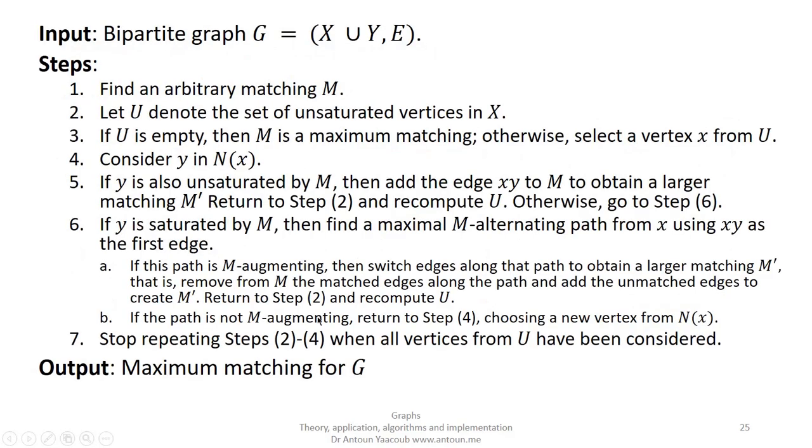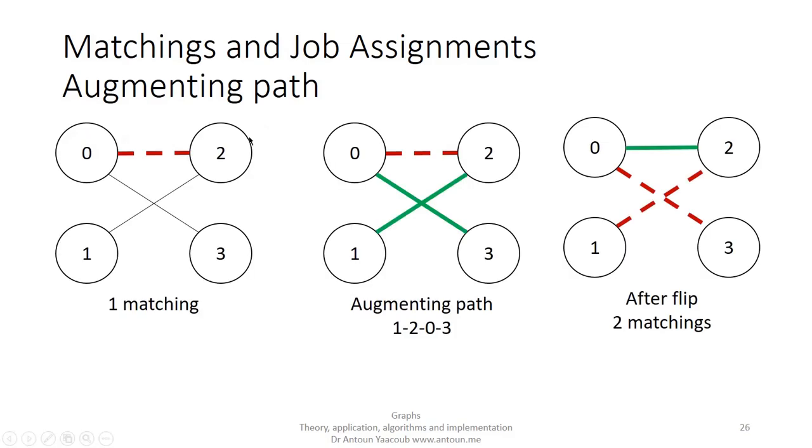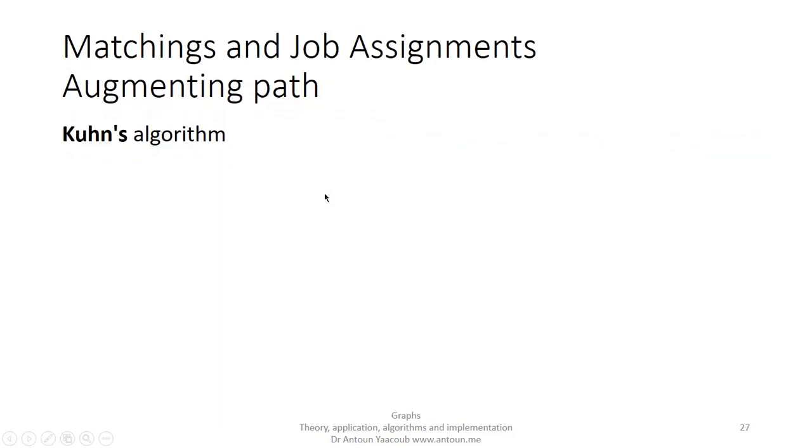Obviously implementing this algorithm is a bit tedious. This is why we will be considering Kuhn's algorithm. Kuhn's algorithm is a direct application of Berge's lemma. This is Berge's lemma, and it is a bit modified.